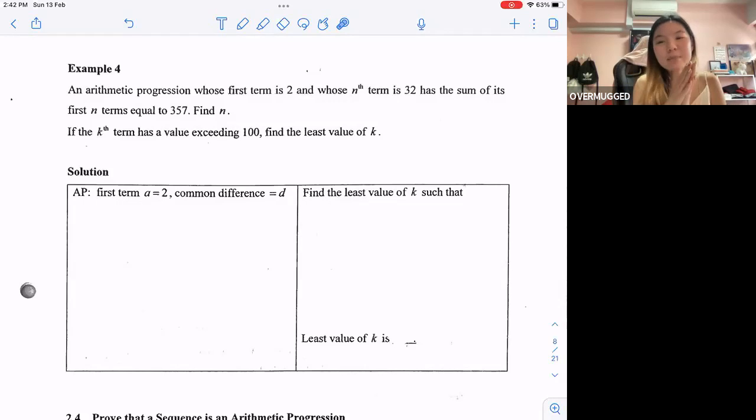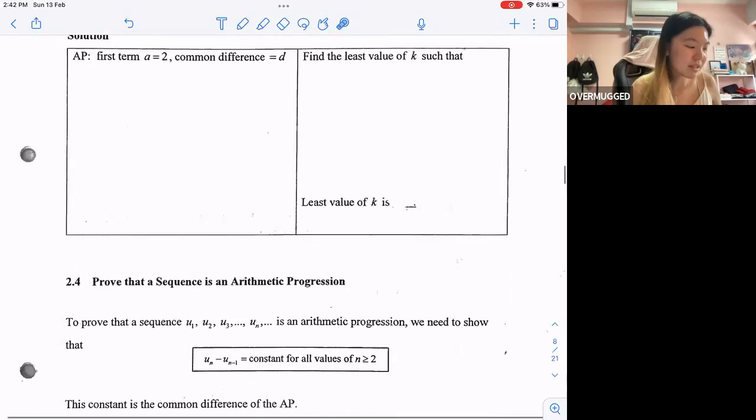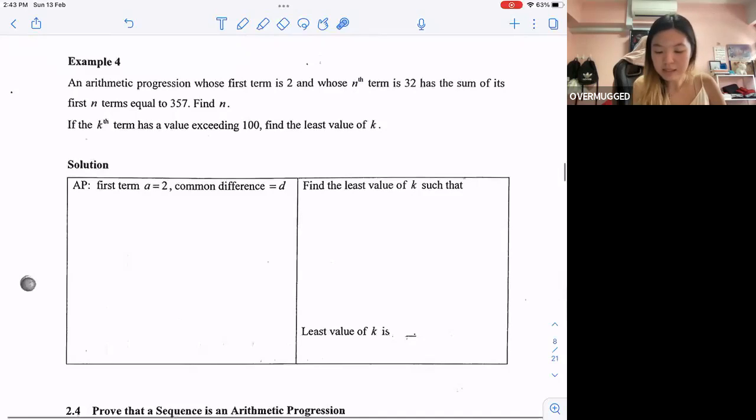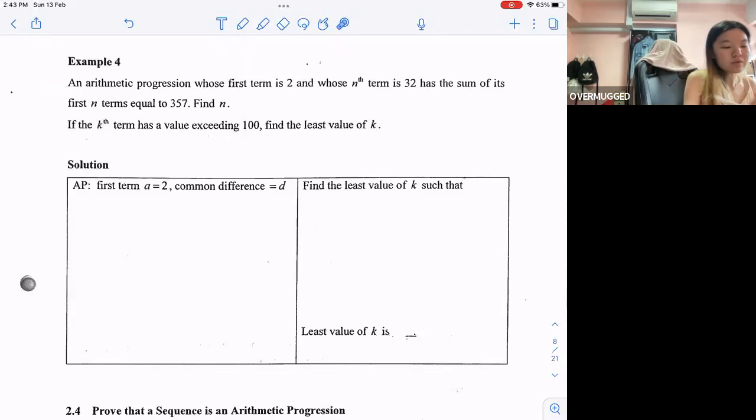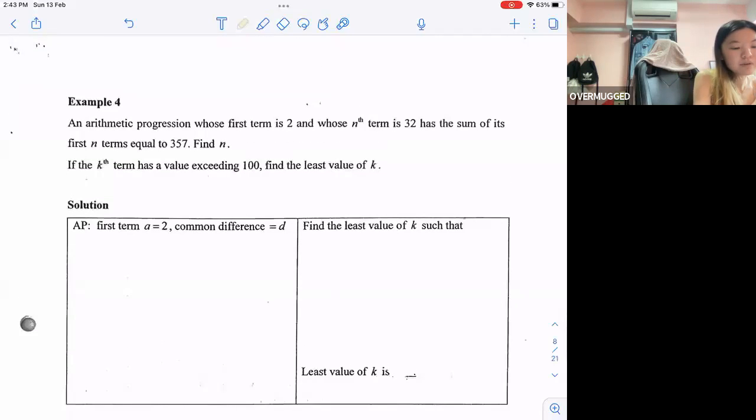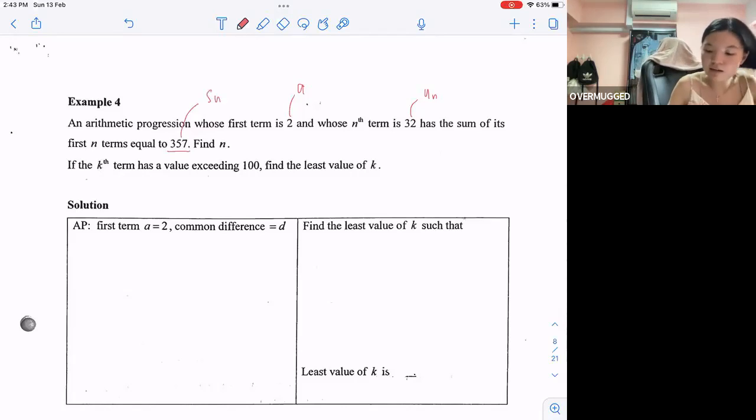Okay, so let's go through example 4. Since most of you have completed it already, this will be the last example that we go through today before we end the lesson. So an arithmetic progression whose first term is 2. Immediately, good habit for you to write that this is A. And whose nth term is 32, so this is Un, has the sum of its first n terms equal to 357. So this is your Sn, and we're supposed to find n.